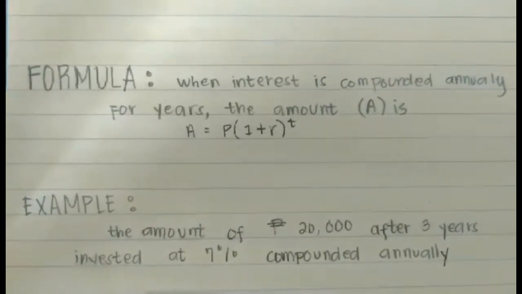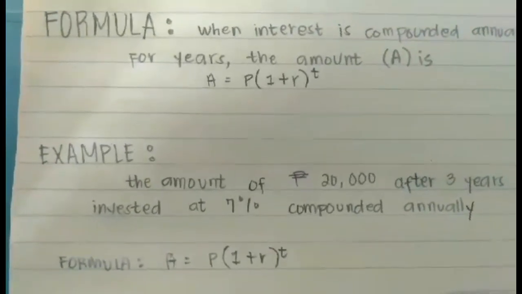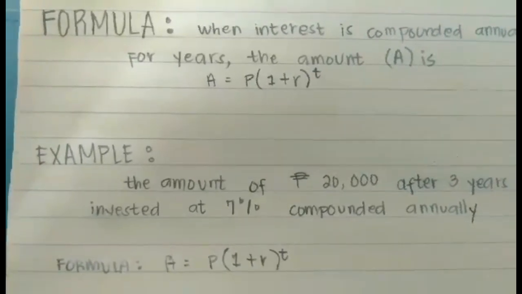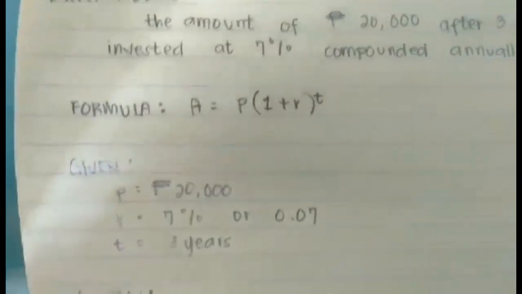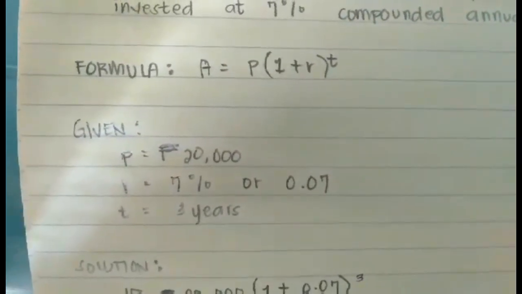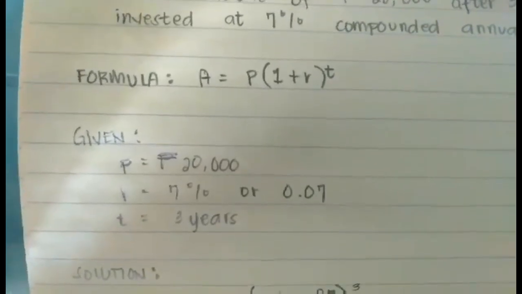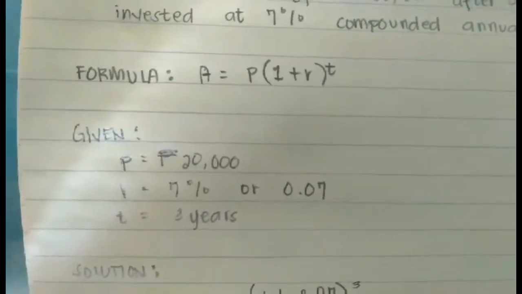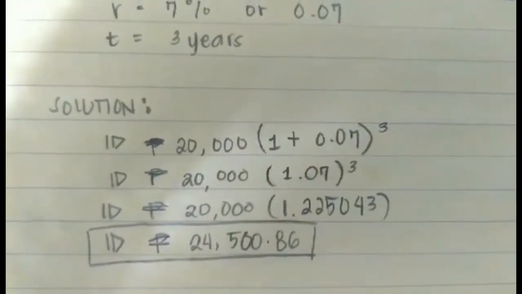And then, the formula that we're going to use is A is equal to P, parentheses, 1 plus R, raised to T. And the given: principal is equal to 20,000, while rate is equal to 7% or 0.07, and the time is 3 years. The solution. First, let's substitute the given to the formula.